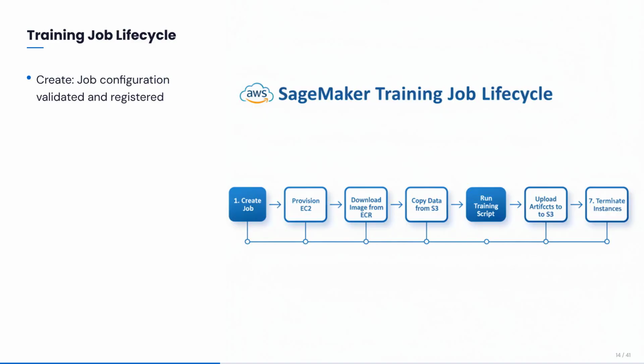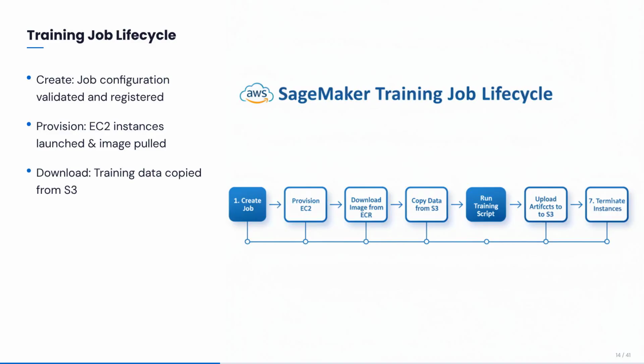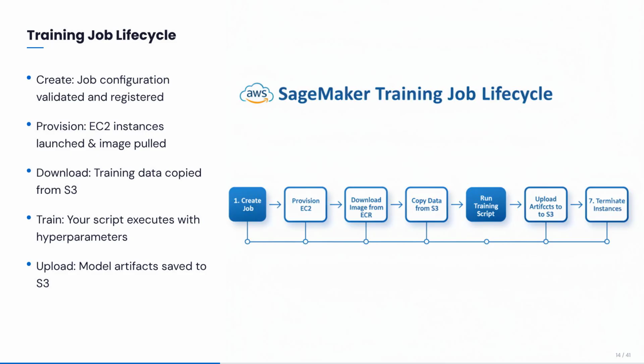First, SageMaker creates the training job and provisions EC2 instances. Then it downloads your training image from ECR. Next, it copies training data from S3 to the instance. Your training script runs with the hyperparameters you specified. Once training completes, model artifacts are uploaded back to S3. Finally, the instances are terminated and you only pay for the time used.